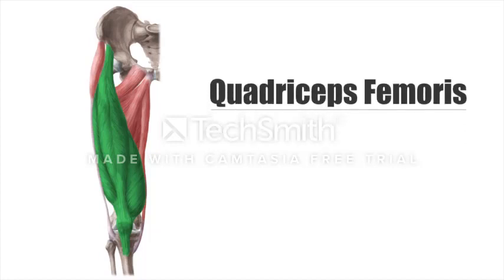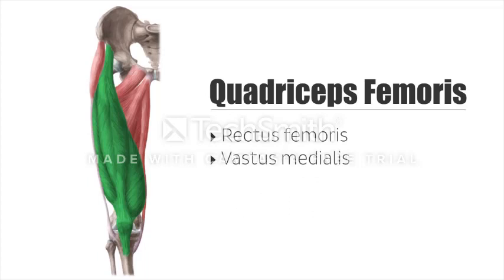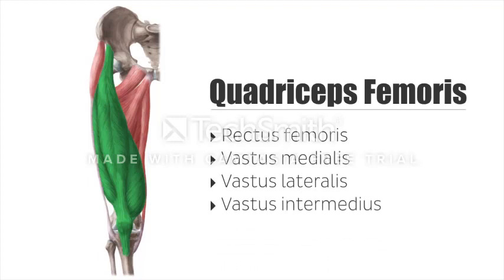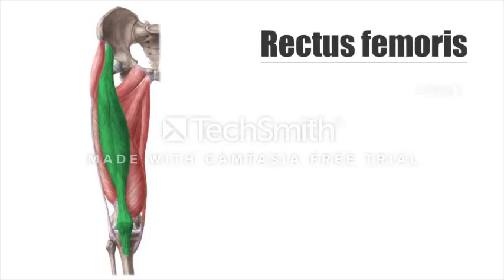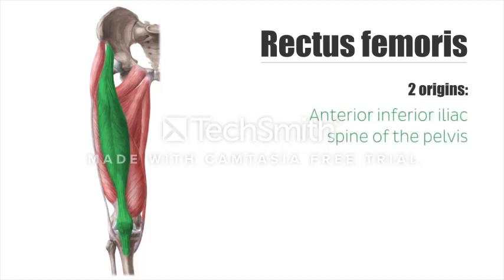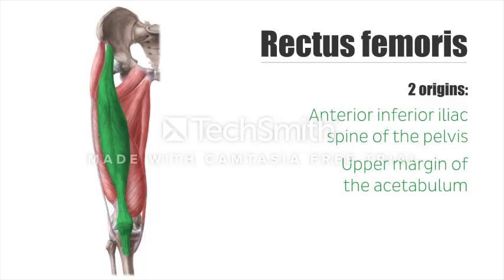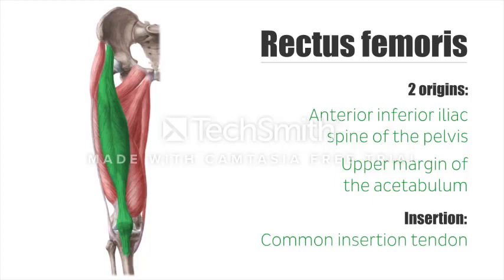It consists of four separate muscles: the rectus femoris, the vastus medialis, the vastus lateralis, and the vastus intermedius. We will discuss the insertion and origin of each one individually. The rectus femoris muscle has two origins at the anterior inferior iliac spine of the pelvis and the upper margin of the acetabulum. Distally, its fibers end in the common insertion tendon, which is also known as the quadriceps tendon.